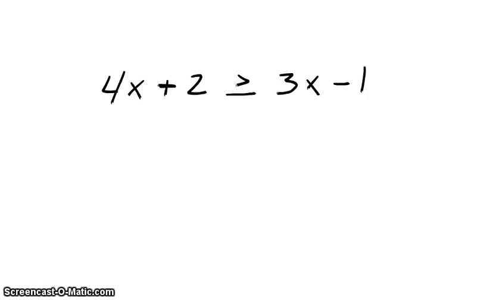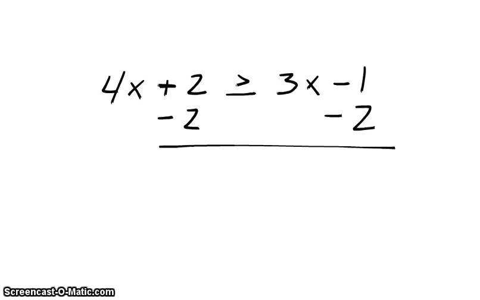As an example, let's say we wanted to solve 4x plus 2 is greater than or equal to 3x minus 1. Really, we're going to do the same thing we do with equations. Our whole purpose here is we want to get variable terms and constants to opposite sides of the inequality symbol. In this case, I'm going to try and get constants together.